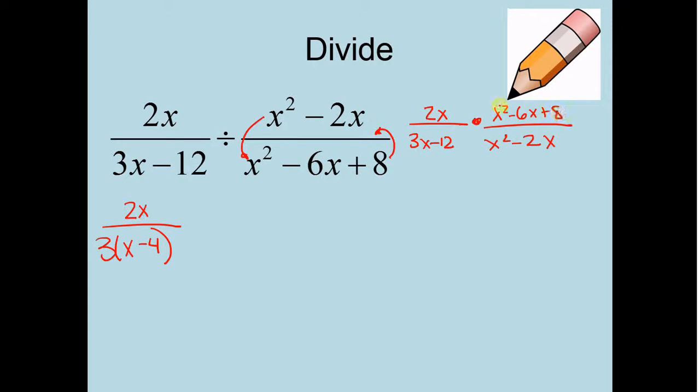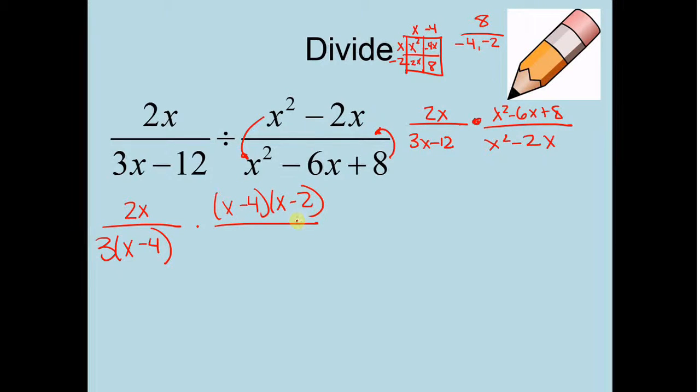AC that, so 8. Negative 4 and negative 2 will give me that negative 6. Box that. X, negative 4, negative 2. So on the top there, I'll have x minus 4, x minus 2. What can I take out of the bottom? What is common, they both have an x. Take out an x. So I'll have x minus 2 on the bottom there.